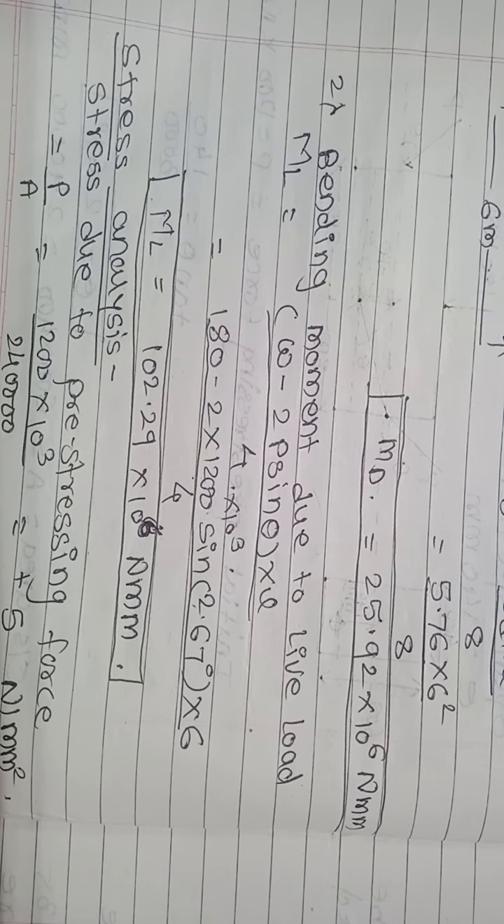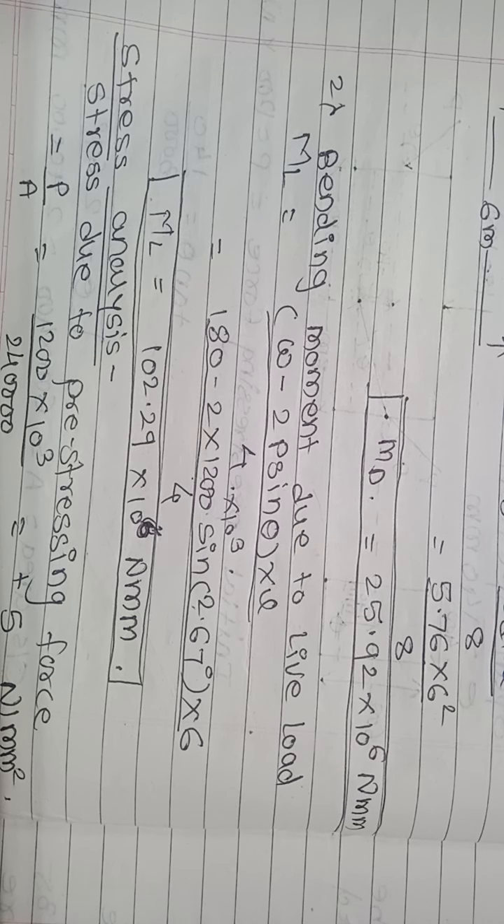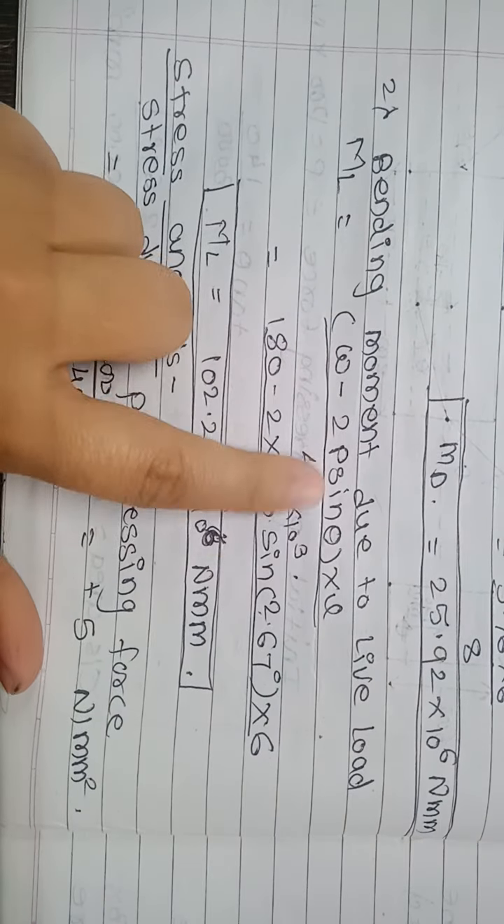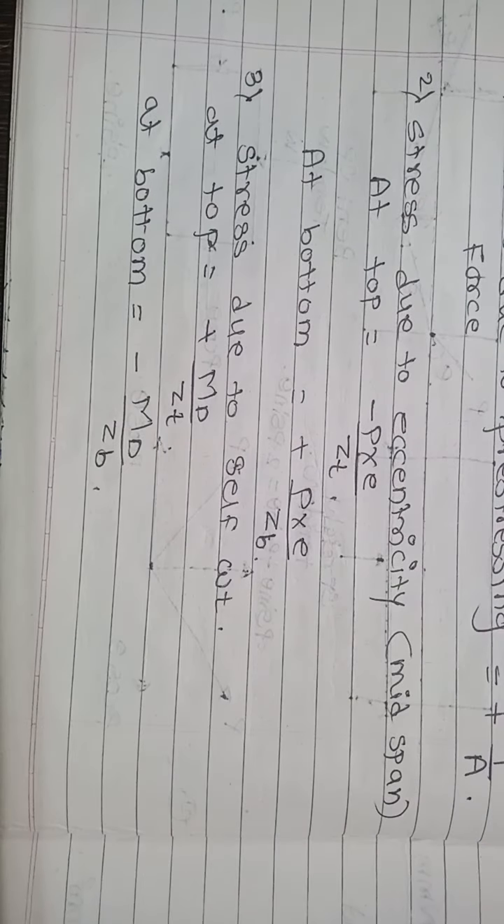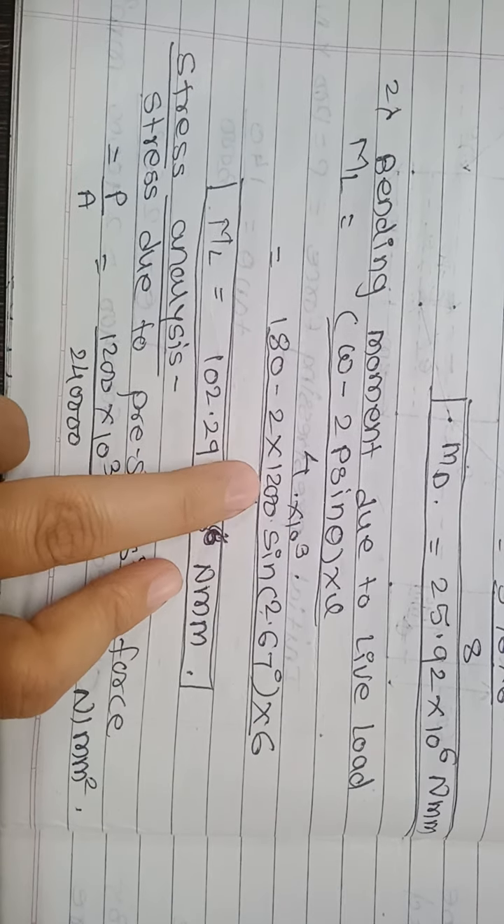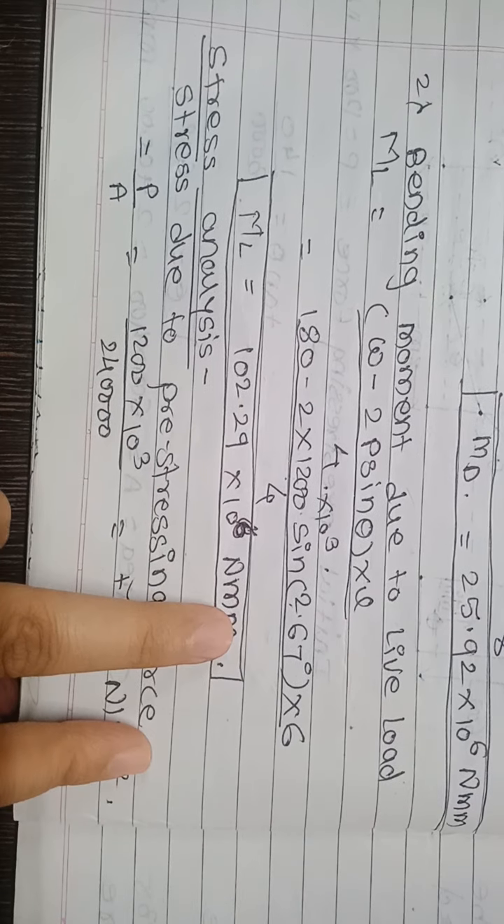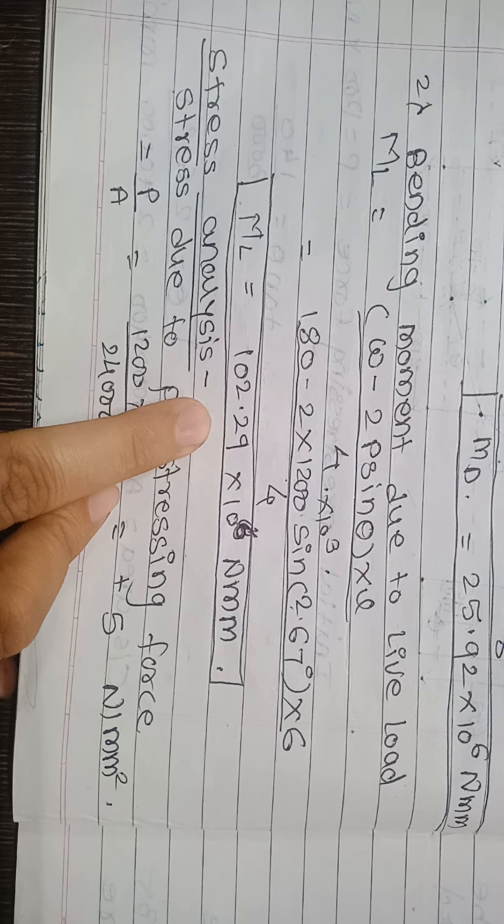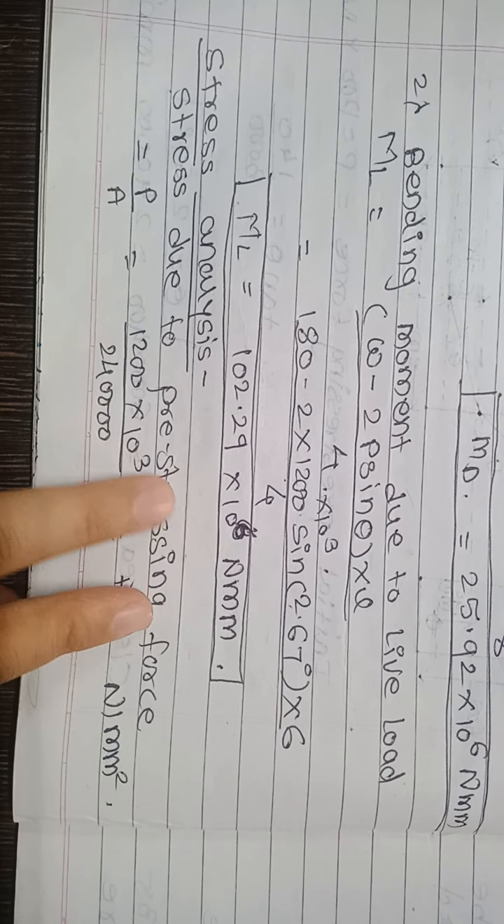Now second one, find bending moment due to live load. ML, for bending moment due to live load for bent up section, the formula to calculate is W minus 2P sin theta into L divided by 4. This is the net downward force, net downward load, W minus 2P sin theta. Put all the values and calculate ML, that is bending moment due to live load, is 102.29 into 10 raised to the power of 6 Newton mm.